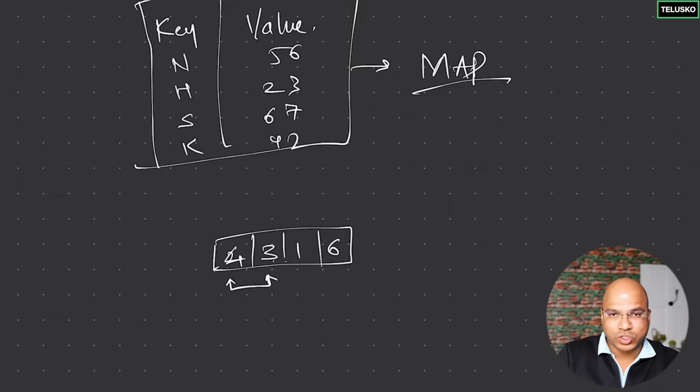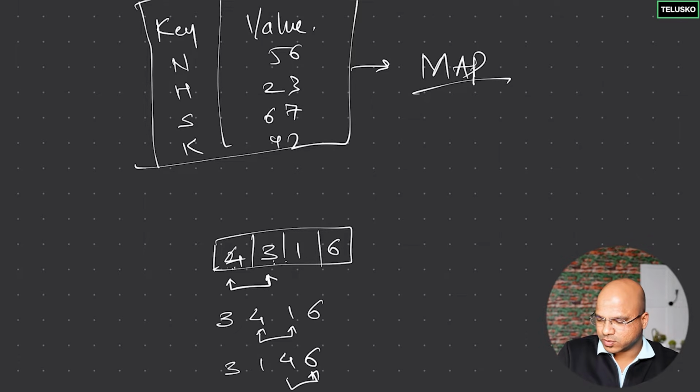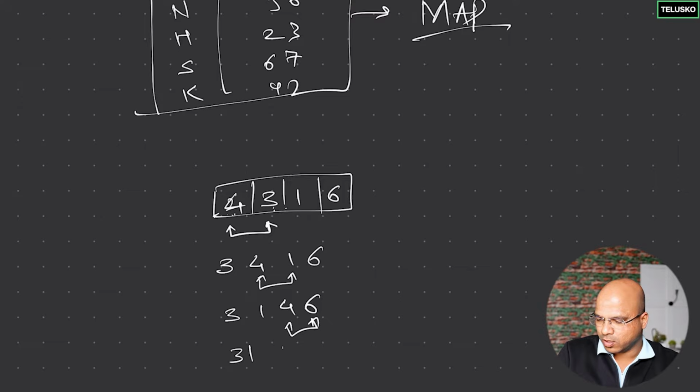So I will compare these two values. If the first value is greater than the second value, I will swap. So after the swap, it will be 3, 4, 1, 6. Then I will compare these two values, and then it will be 3, 1, 4, 6. Then I will compare these two values. The first value is smaller than the second value, so no swap. In the other cases, we swapped because it was a bigger value.